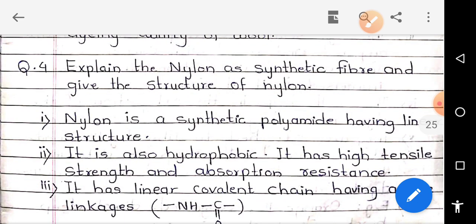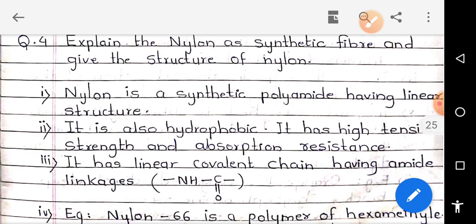Next one is the nylon. Nylon is also a polymer. Nylons are of two types: one is nylon 6, another one is nylon 6,6. Nylon has high tensile strength. It can bear the tensile loads. And it is hydrophobic, means it is not dissolved in the water. If it is put in water, there is no effect on that nylon.